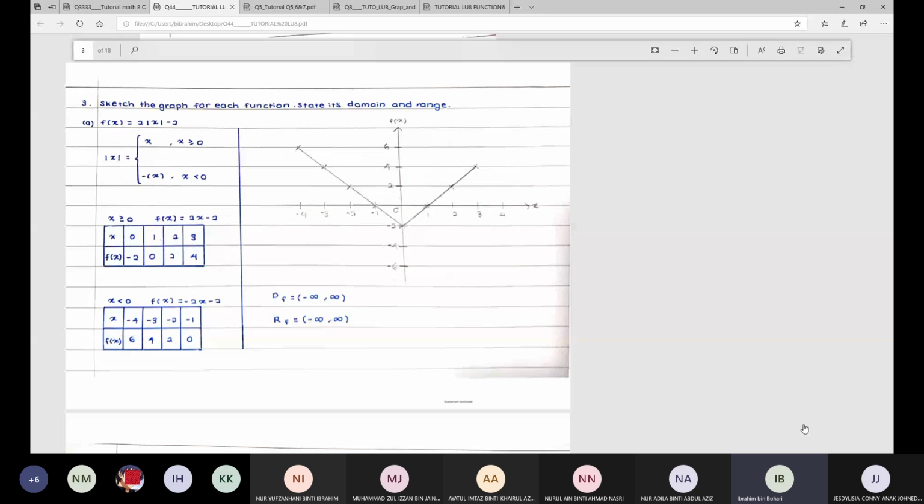Okay, hello, functions and graphs. Question 3, 1 and 2 lepas ni. Question 3, absolute value function. Sketch the graph for each following function and state the domain and state the range of the function. Question A, 2 modulus x minus 2. Ini saya ambil daripada you all punya teams. Kita sama-sama check dia punya solution.